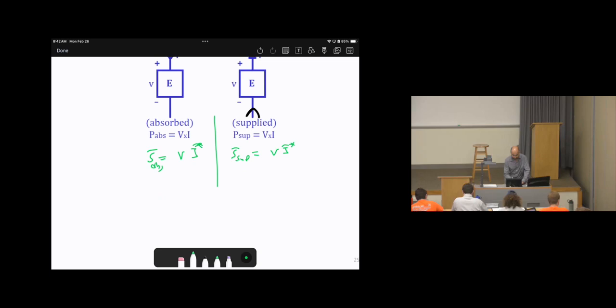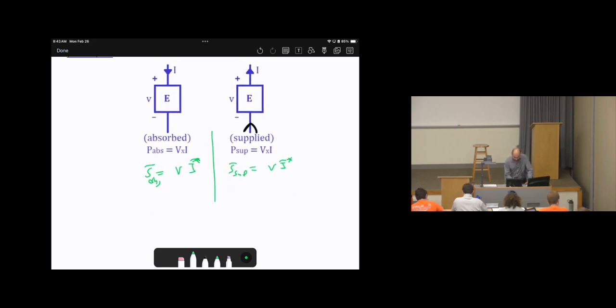Then if we need to calculate absorbed for the first part on the left side, S supplied equals the negative of S absorbed, the same thing as we used to do before. For the other one on the right side, S absorbed equals the negative of S supplied. Okay? We know this, but here we just apply it in AC.